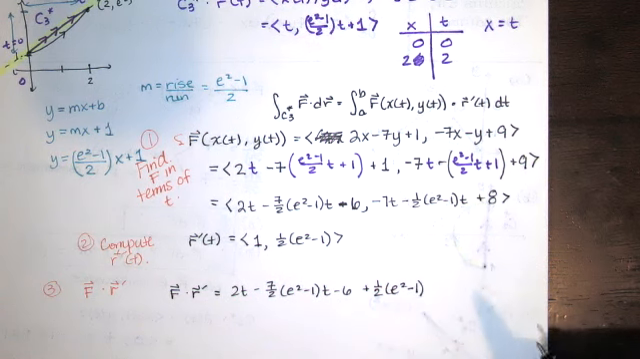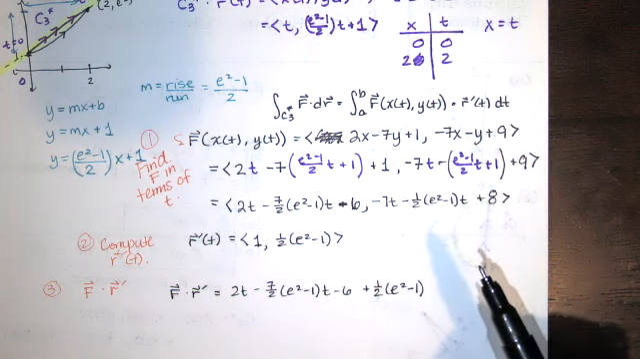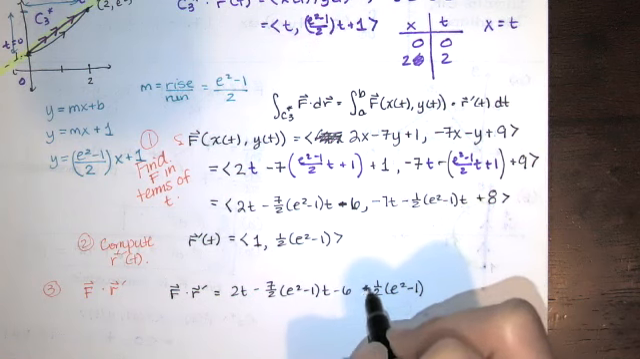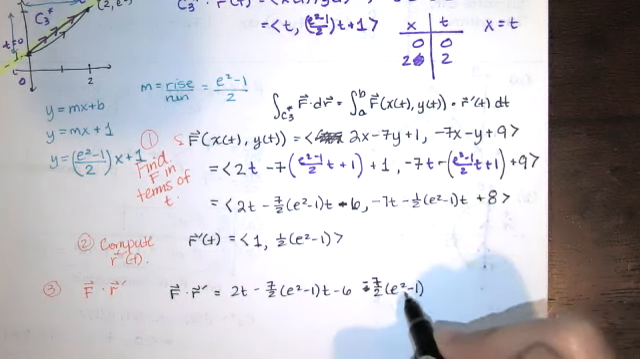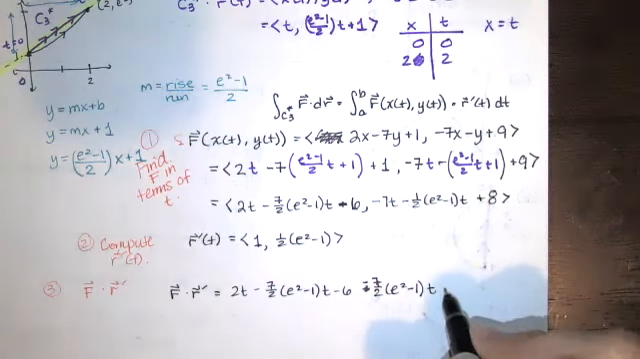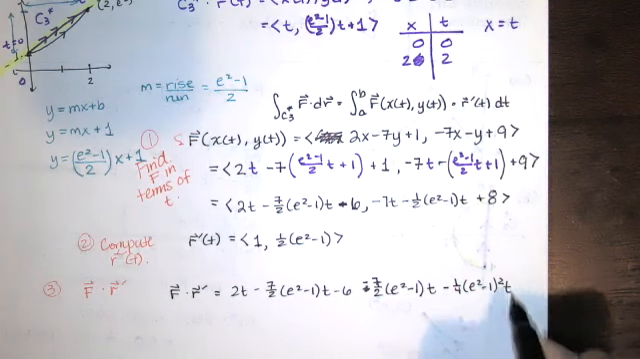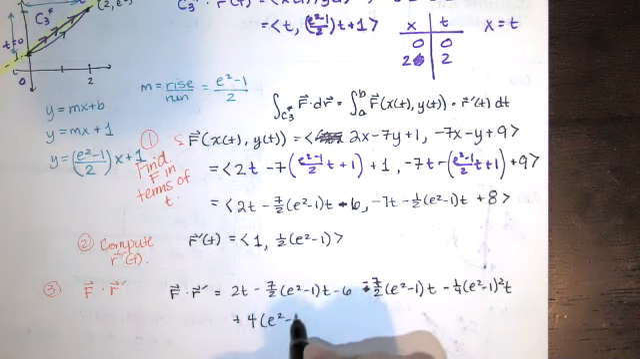Oh, maybe I shouldn't. If I distribute that to the negative 7t, I'll end up with a negative 7/2 times e squared minus 1 times t. And then this times that would give me a negative 1/4 e squared minus 1 quantity squared times t. And then that times 8, well, 1/2 of 8 is 4. So a 4 times e squared minus 1.